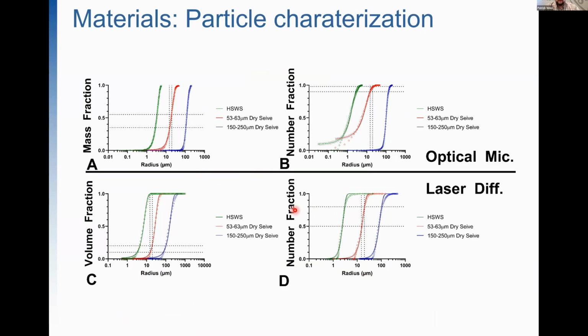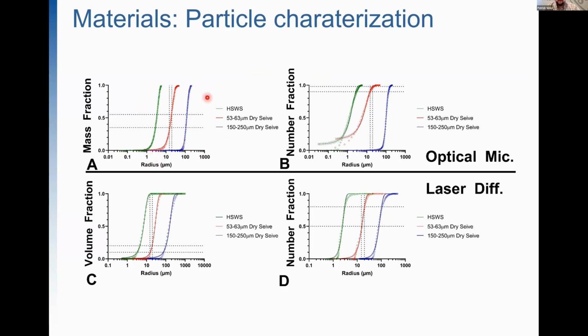To fully test the model, we took 3 particle fractions of ibuprofen. In the green, we have our high shear wet sieved material. This is the finest material that we tested, and it's our positive case where all of the particles in that sieve fraction have a diameter that's smaller than the actual concentration boundary layer that we're going to be measuring against.